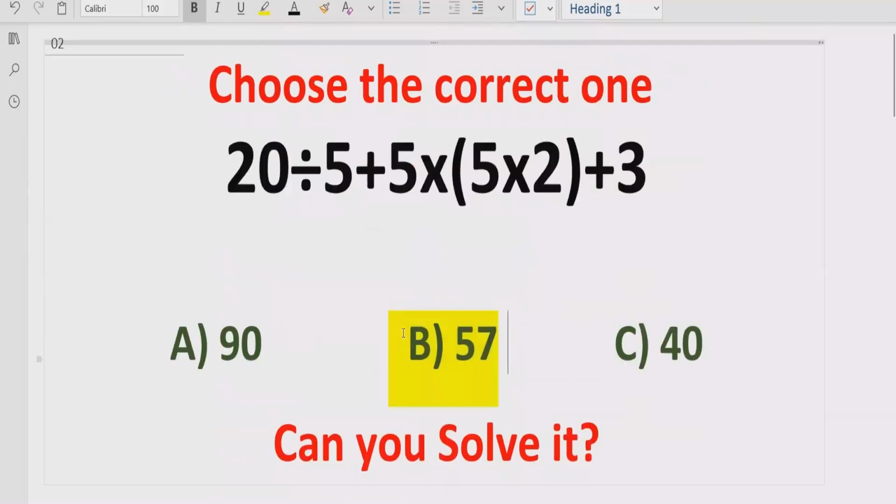So I hope you understand how you can solve the given expression using the PEMDAS rule and find the correct result.